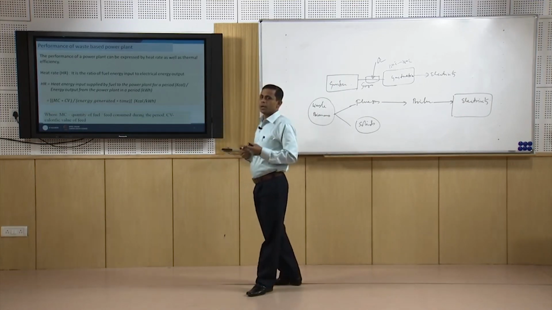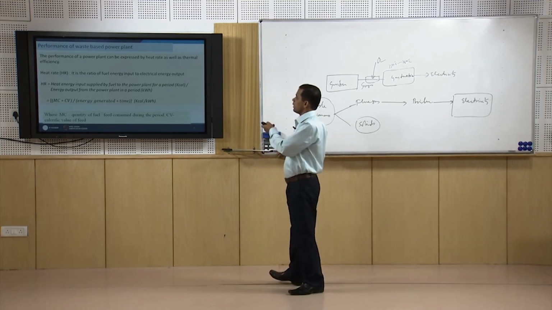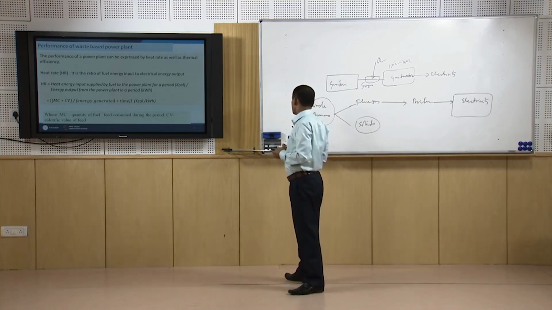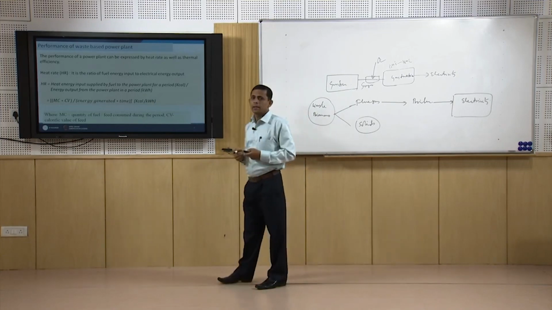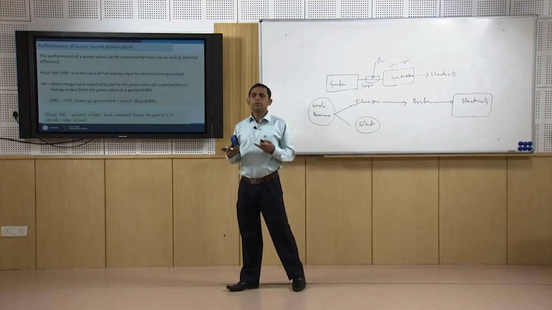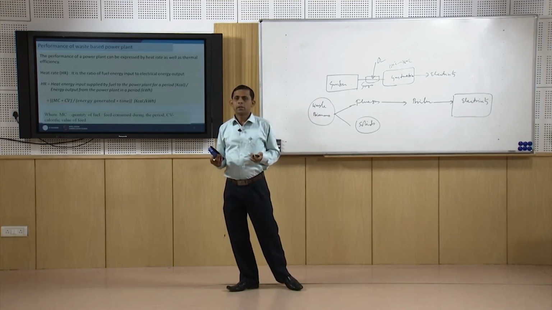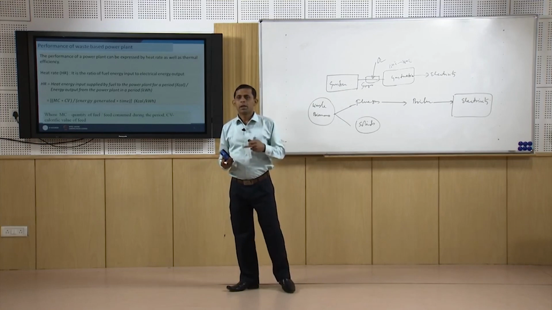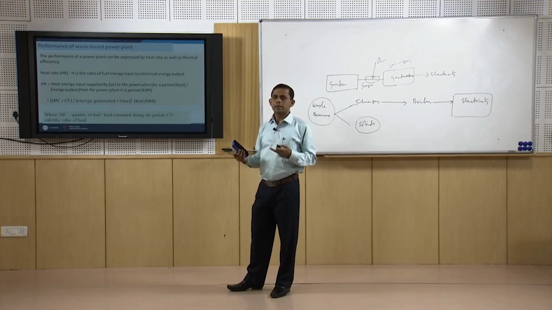Now, let us see how we can quantify the performance. To quantify the performance of the process, we have two parameters: one is heat rate and another is thermal efficiency. Heat rate is the ratio of fuel energy input to electrical energy output. So, how much fuel energy is given as input to the plant within a certain time, and how much electricity is generated within this time period, the ratio is the heat rate.